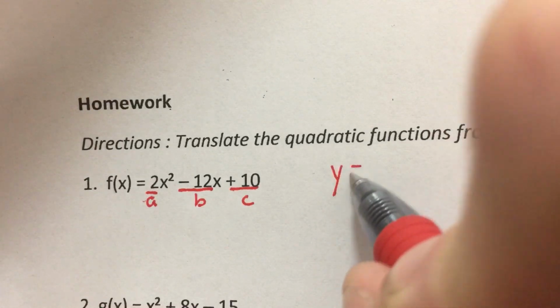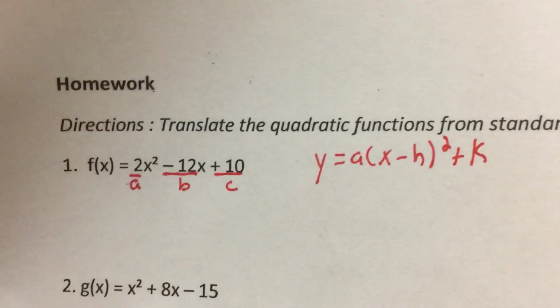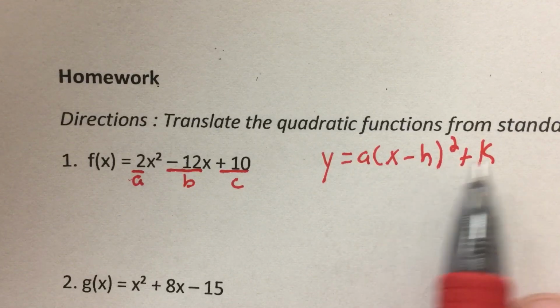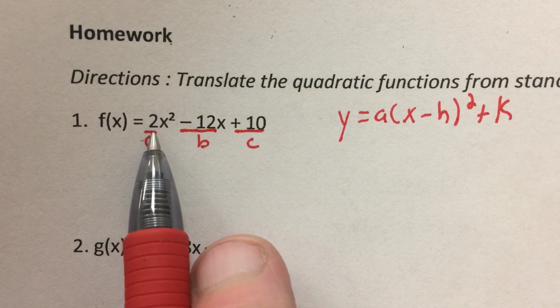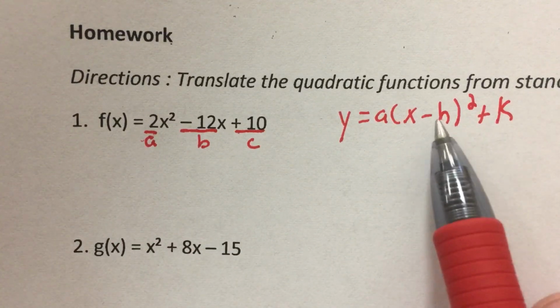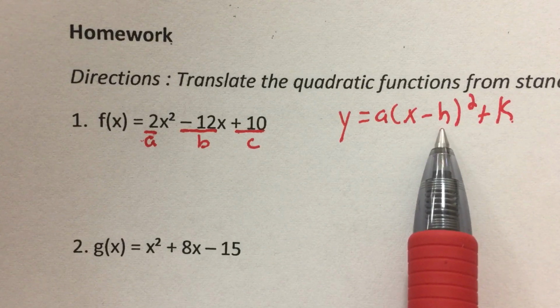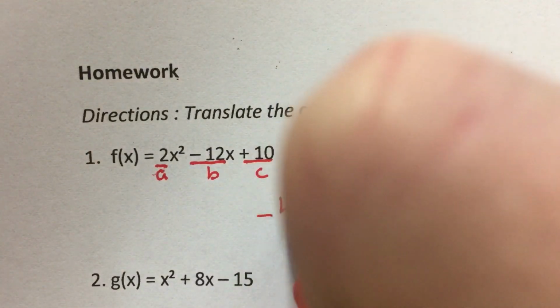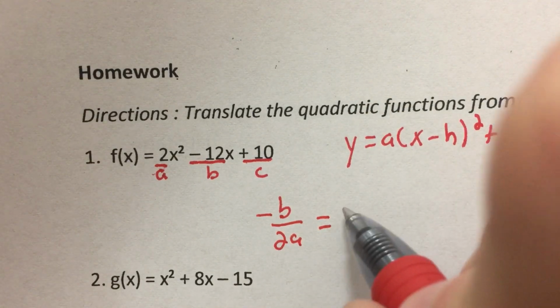And for vertex form, which looks like this, I need to know A, H, and K. Well, I already know A. A is the number that's in front of x squared, so A is going to be 2. But H and K are going to require a little bit of math. The first number I need to find out, H, is solved by this formula: negative b over 2a.